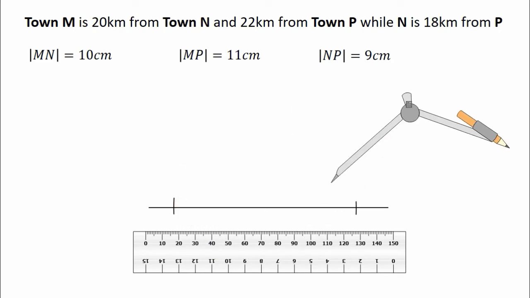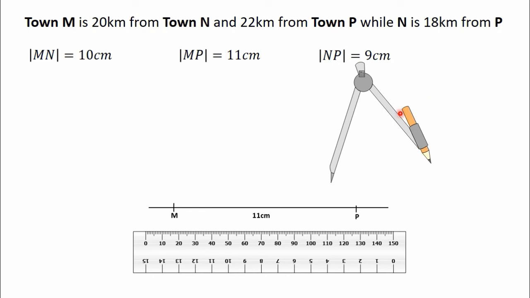I'm going to clean this part of the arc and clean this part also. I'll come here, clean this part and clean this part too. This will be point M and this will be point P. The length of the line MP is 11 centimeters. Let's move on to the other sides.